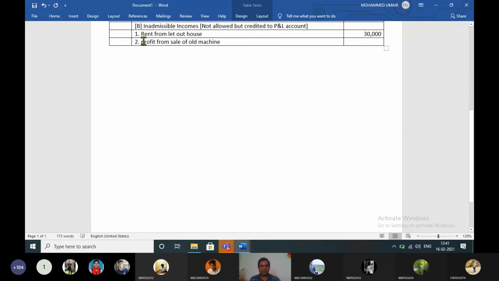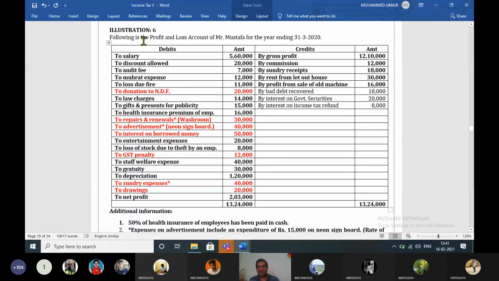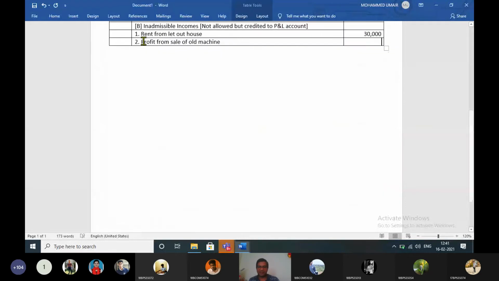Profit from sale of old machine. The logic is simple. As an SSC, what you sell in business is your current asset, which is stock in trade, inventory, also known as goods. You don't sell fixed assets in your shop, right? You sell your current assets or the inventory. So when you sell your fixed assets, it becomes taxable under the head capital gains. He has sold one of his old machines and that too at profit. So therefore it is inadmissible. In case it is sold at loss, that is also inadmissible. Difference is that becomes inadmissible expense and this becomes inadmissible income.